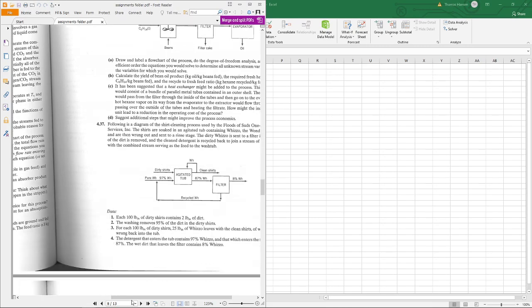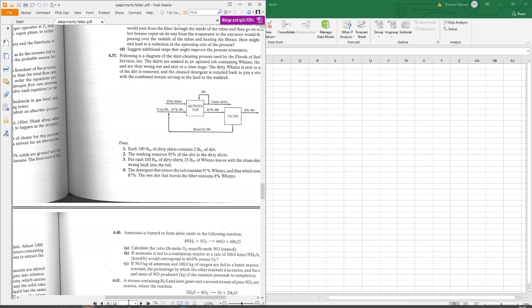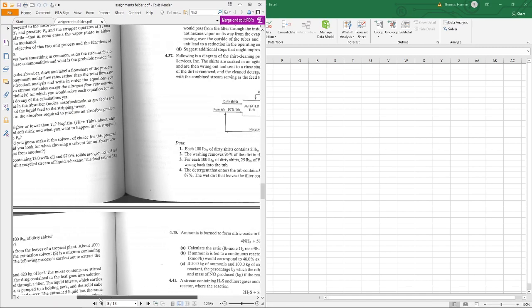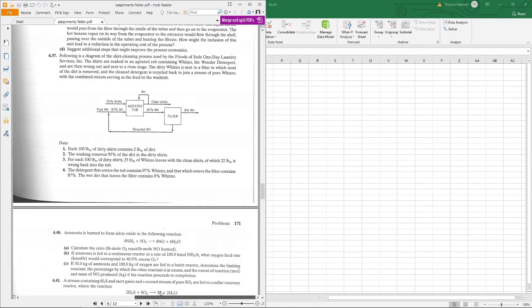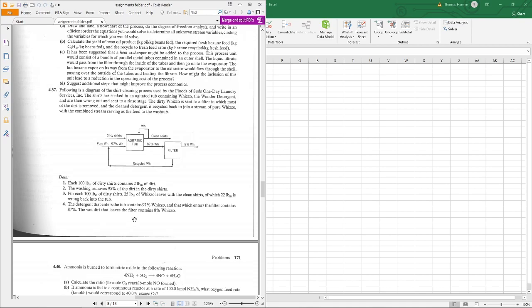437. Yes. Is there some information over here? Just some questions. So we actually have all of our information here. As you can see, we have the drawing already. This is for the washing of dirty shirts. So we wanna somehow get this put into Excel.